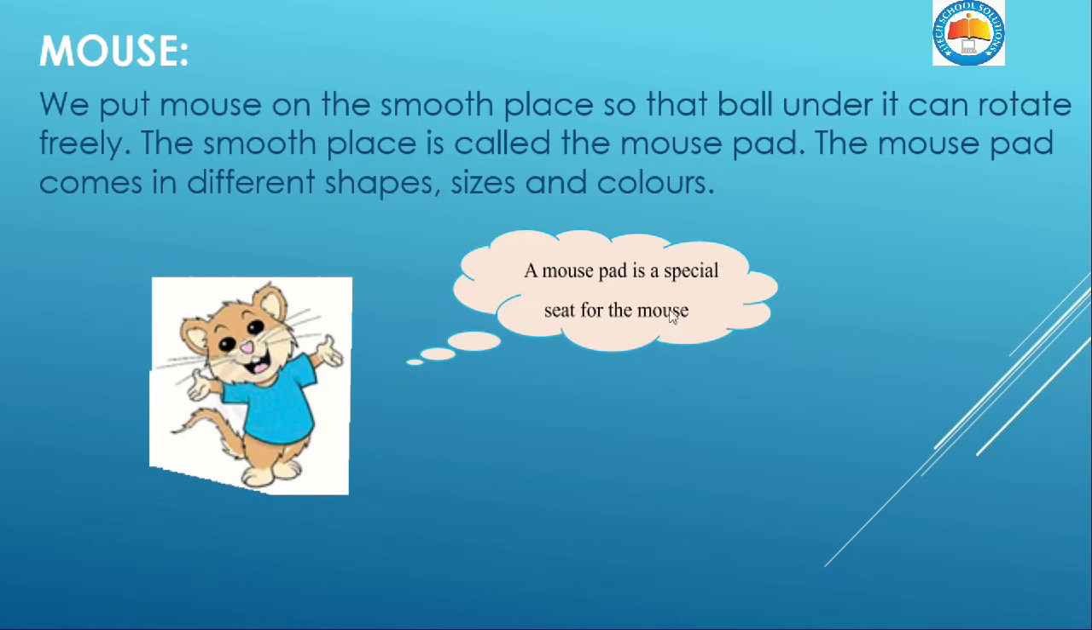So children, we have to place the computer mouse on the top of the smooth place. Since we are placing the mouse on the smooth place so that the ball under the computer mouse can rotate freely, that smooth place where we are placing the mouse is called as mouse pad. The mouse pad comes in different shapes, sizes and colors. So children, the mouse pad is special seat for the mouse.